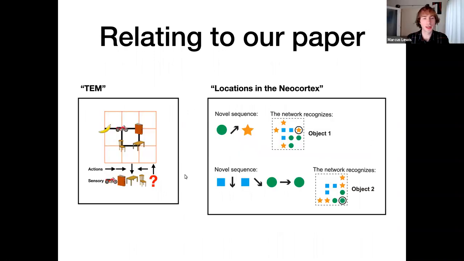So, just showing the iconography or visual language of the two. The left paper, TEM, stands for Tolman-Eichenbaum Machine, and the right is our paper from a couple of years ago. We both use this kind of iconography of arrows and simple symbolic features. There's not an actual motorcycle there, it's just standing for a feature. We use squares and circles to show the same concept.